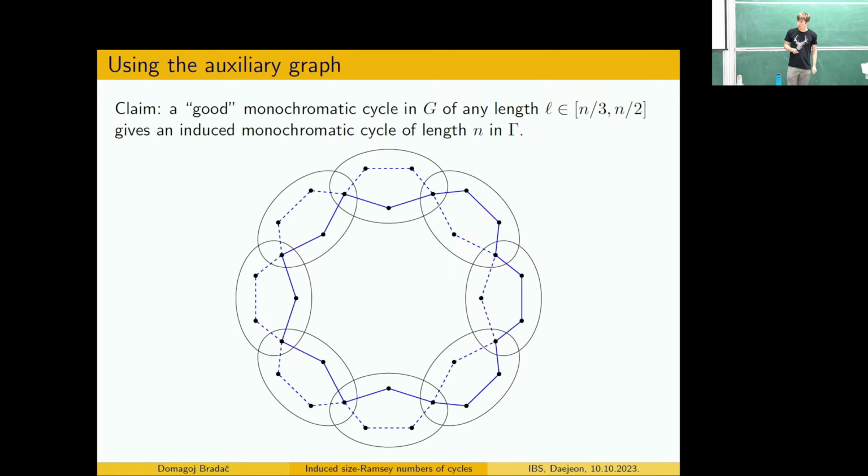So no overlap between these 5 cycles? Yes, that's exactly one of the conditions. So you get a cycle like this, and okay, how do we know this is an induced cycle in the original graph?